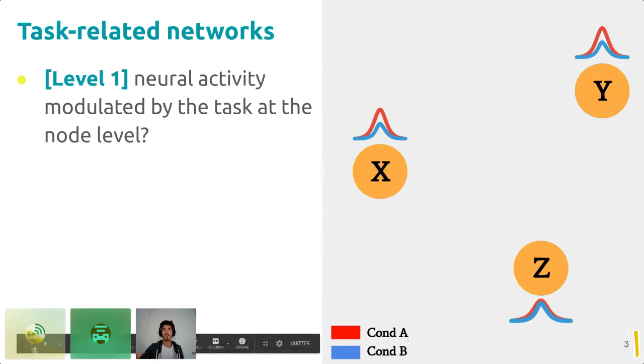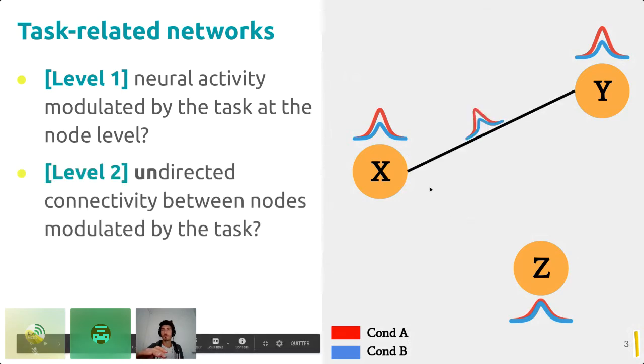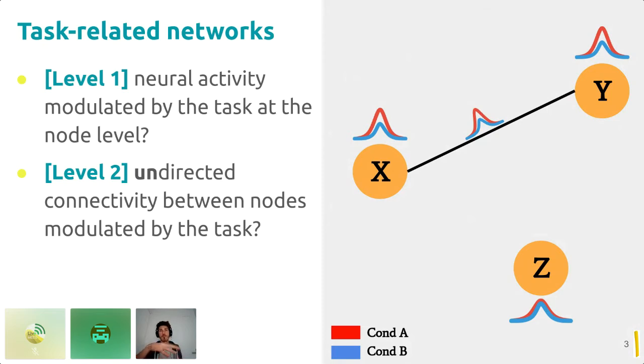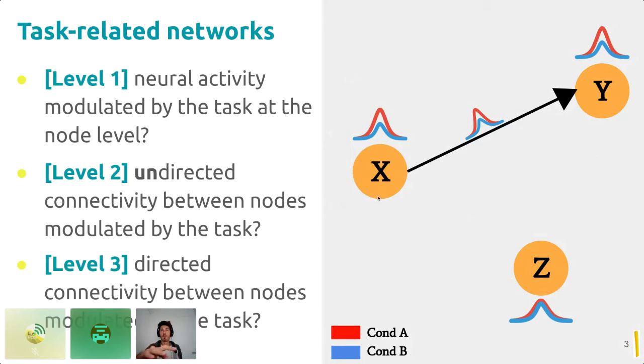The next level of analysis is a little bit more ambitious. In this case, you compute the undirected connectivity between all of the nodes, and you try to infer if this connectivity is different between your 2 conditions. And the ultimate goal that we try to achieve with FRIT is to be able to extract information flow from one brain area to another and see if this information flow is also modulated by the task and is different between the 2 conditions. So those are the 3 levels of analysis that we try to achieve with FRIT.